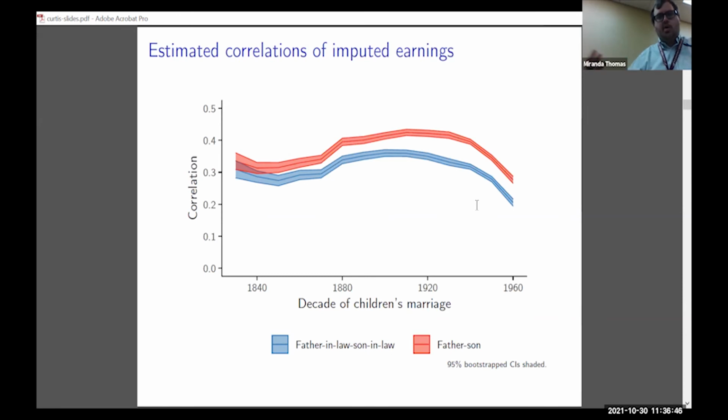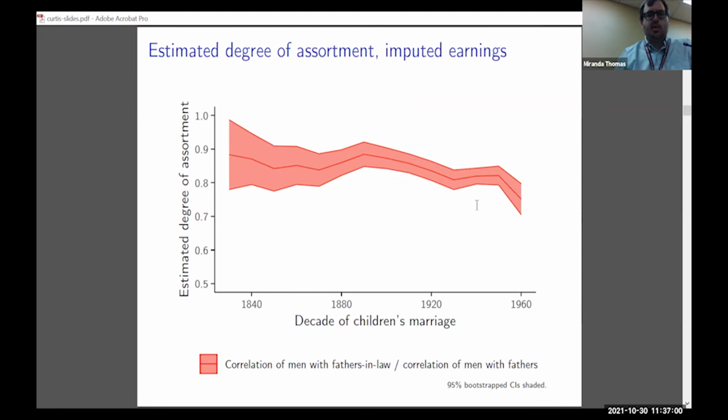Here are the raw ingredients. The father-in-law, son-in-law correlation is in blue. The father-son correlation is in red. I'm going to take the blue line, divide it by the red line, and give me a measure of assortment over time. And here's what it looks like. Similar to Greg and Neil, I find that it is very high. It is very stable over time. There is perhaps some time trends, but overall it's high and fairly stable.